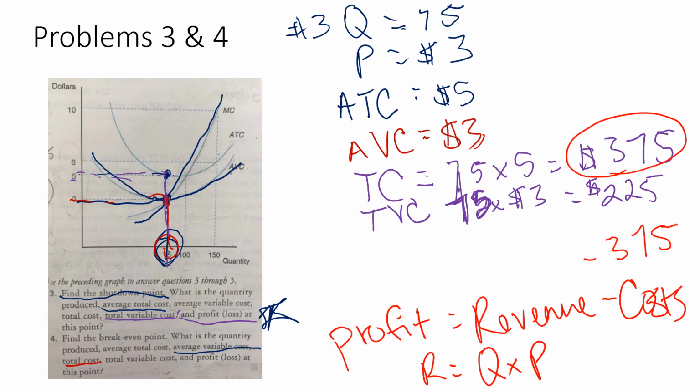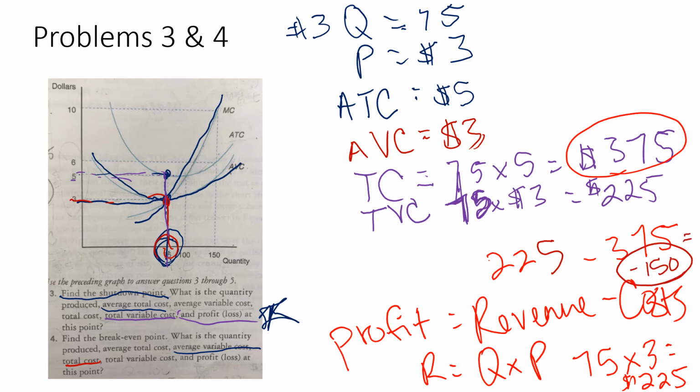So the quantity that we're producing is 75. And we're selling it for $3. So 75 times 3 is $225. So $225 is our revenue. So $225 minus $375, we're going to have a loss of $150. And that makes sense that we're going to have a loss because anytime we're at a shutdown point, we have a loss.